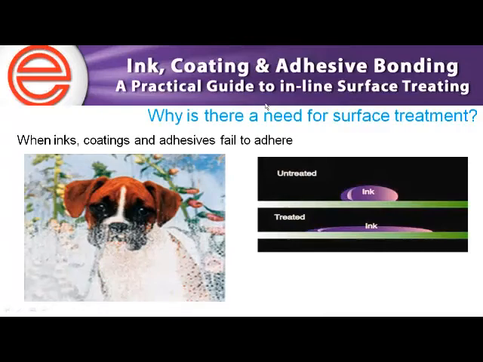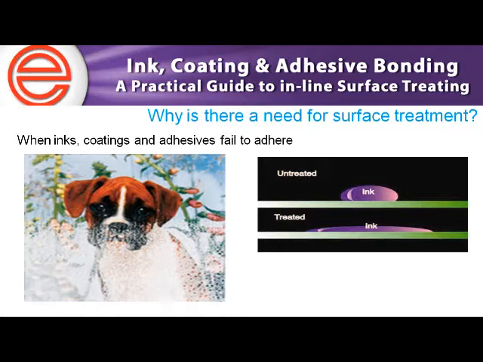So let's first start with why there's a need for surface treatment. The image on the right shows both treated and untreated surfaces. The top portion that you see is untreated, and the drop of ink in this case stays as a drop of ink and is raised above the surface. This is what will typically happen when you try to print on, coat, or bond to a surface that is untreated. The ink or adhesive acts very much like a droplet of water on a freshly waxed car. It beads up and rolls off the surface.